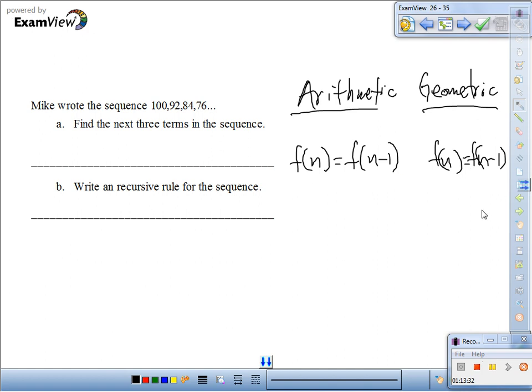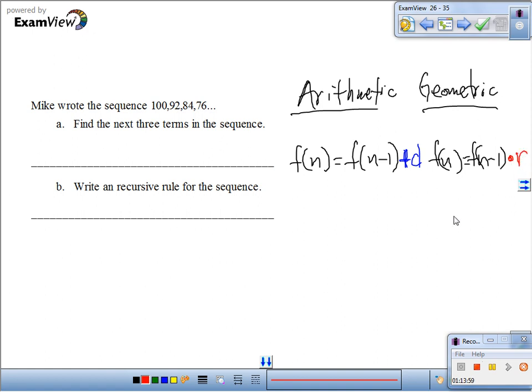The ending is different. When it's arithmetic, we add d, which is known as the difference, if they're adding or subtracting. The second one, the geometric, we don't add, we multiply times r, which is the ratio if there's multiplication or division.